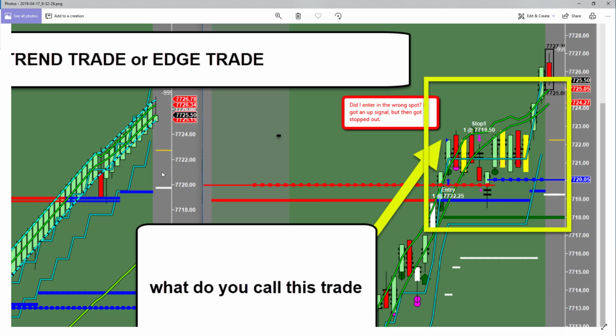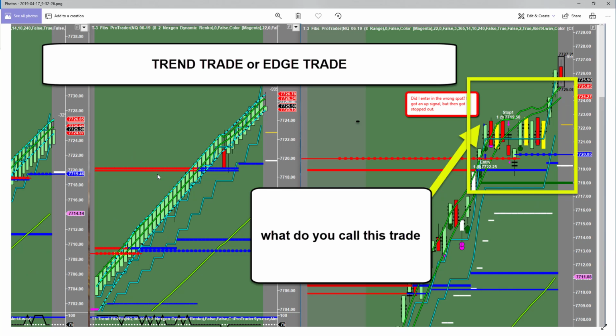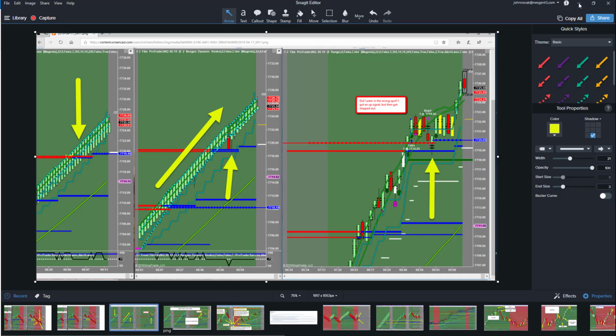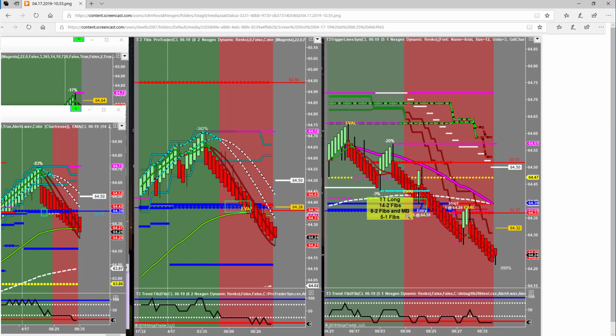And again, this is why it's imperative that you label your trades, right? Write on there what you did right, write on there what you did wrong. Label your trades as either a trend trade or an edge trade. And then that way, when you go back and look at the label, you can go, oh man, that's not a trend trade. It's obvious after the fact.